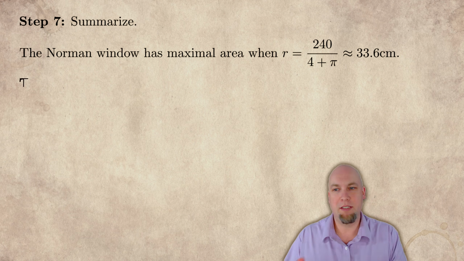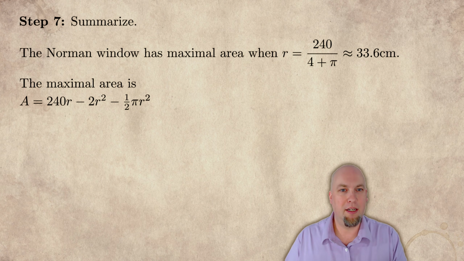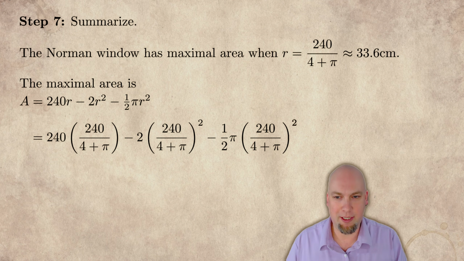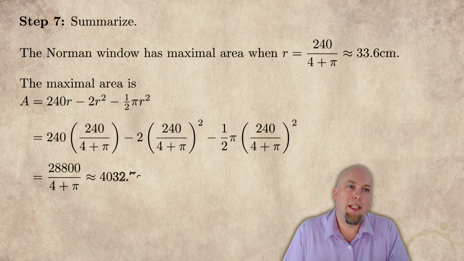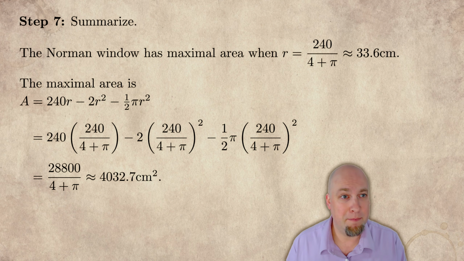So what we're gonna do is we're gonna take our area formula, 240 times r minus 2r squared minus 1/2 pi r squared, and just plug our optimal r value into that and simplify and plug it into a calculator and get a decimal approximation. And we find that the optimal area, it's about 4,032.7 square centimeters. And then we're done. That's all there is to it.